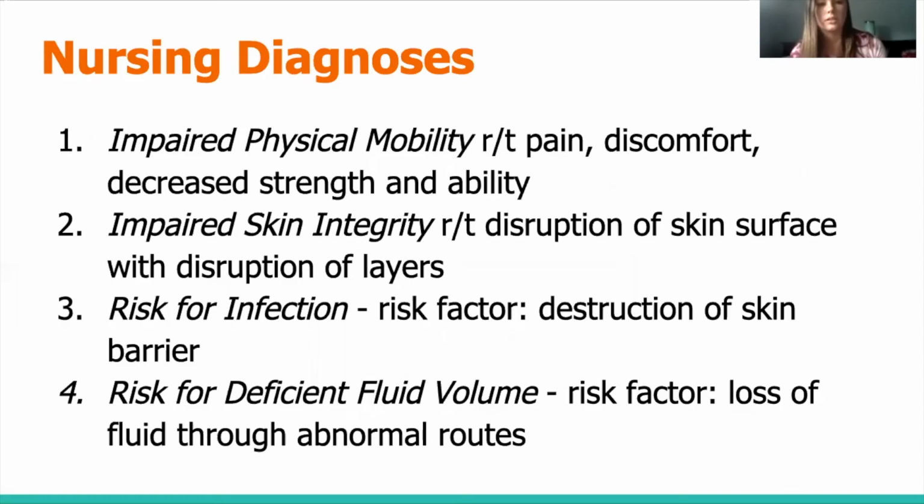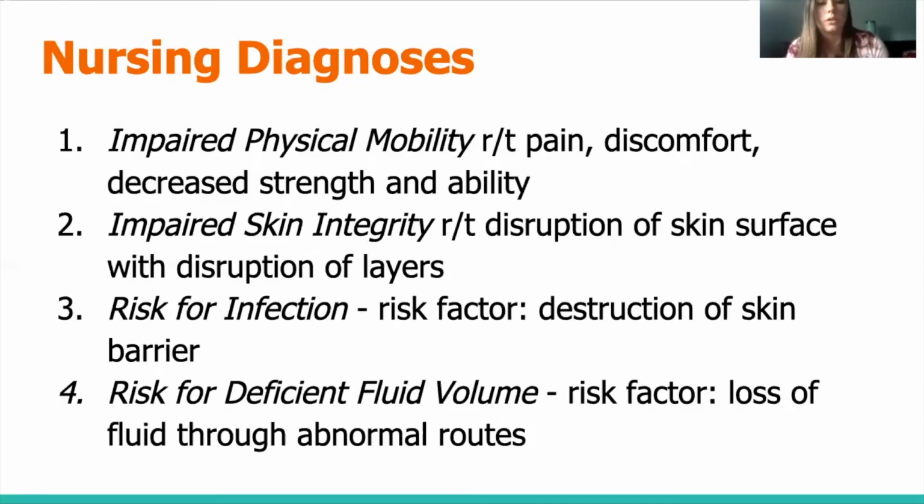And then for the nursing diagnoses, these four I picked just because I thought they would be most priority. I mentioned impaired physical mobility related to pain, discomfort, decreased strength and ability. If someone has burns over a great percentage of their body, they're not going to be moving as much as a person who maybe has a burn on their arm or their face. So just making sure that you can rehabilitate them if that is the case.